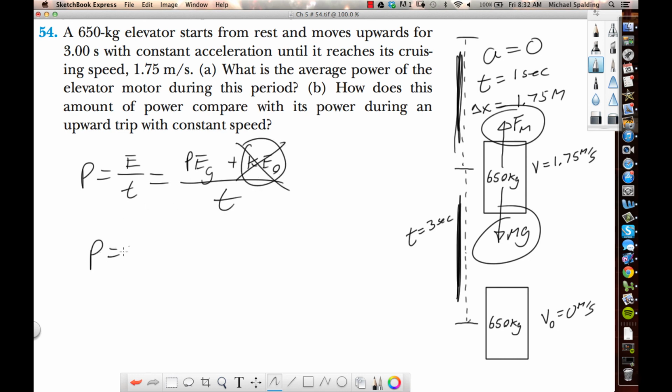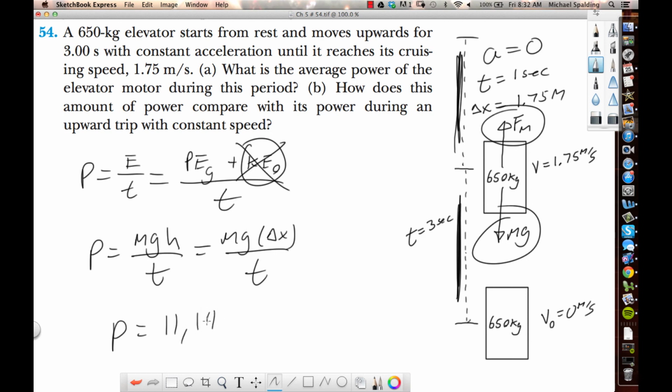So you're going to end up with mgh over t. And notice, this is exactly what we had a minute ago before I deleted it, right? Previously, I wrote mg delta x over t. So you plug into this and you get the same thing. 11,147 watts.